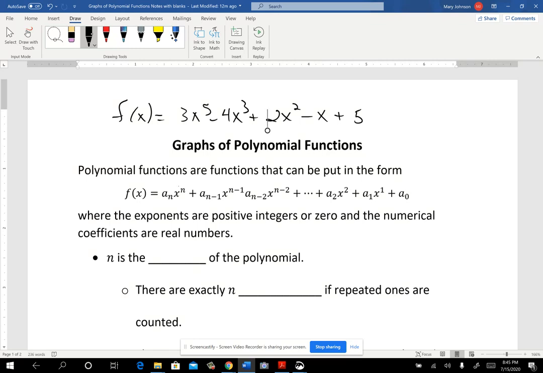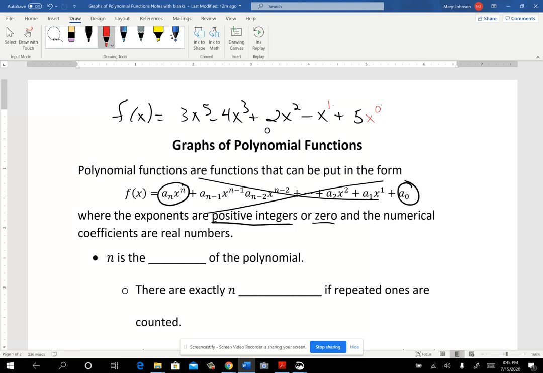It turns out that the first term and the last term give you information about what to expect with your graph, but the ones in the middle we don't really need for anything, okay? And notice that the exponents have to be positive integers or 0. Like here at the end, that 5 is really x to the 0 power. This is really x to the first. But the exponents in a polynomial have to be positive integers.